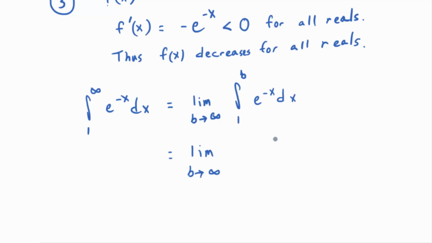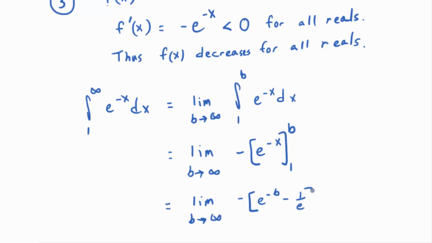Okay, what's the antiderivative for e to the negative x? Negative e to the negative x. I pulled the negative out in front of the evaluation brackets. You don't have to do that. Either way is fine. All right, so apply the fundamental theorem of calculus. Don't forget the limit symbolism in the next step. Limit b goes to infinity. Okay, so what do you get here? E to the negative b minus e to the negative 1, which is 1 over e. Everybody see that?